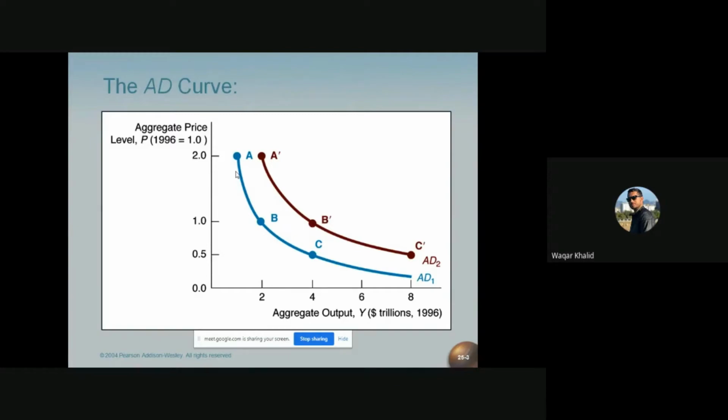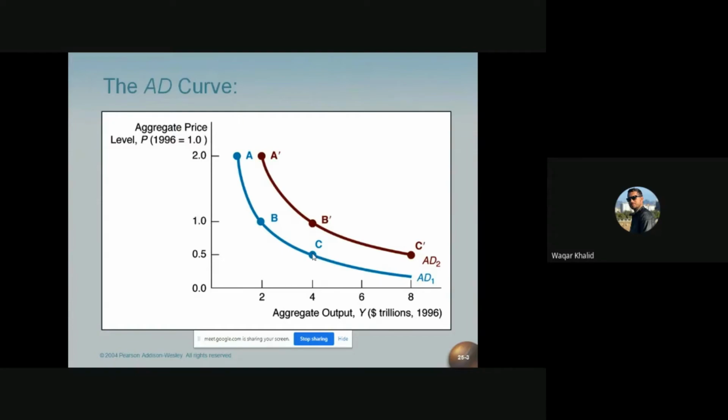Now suppose if price level is 0.5, then the quantity of output demanded rises to $4 trillion. So if P is equal to 0.5, Y is equal to the value of aggregate output, PY is equal to $2 trillion and Y is $4 trillion. So we can get point C. Now if we join these 3 points, point A, point B, and point C, we can get the aggregate demand curve. The curve connecting these points is marked AD1. Actually, this is the aggregate demand curve.